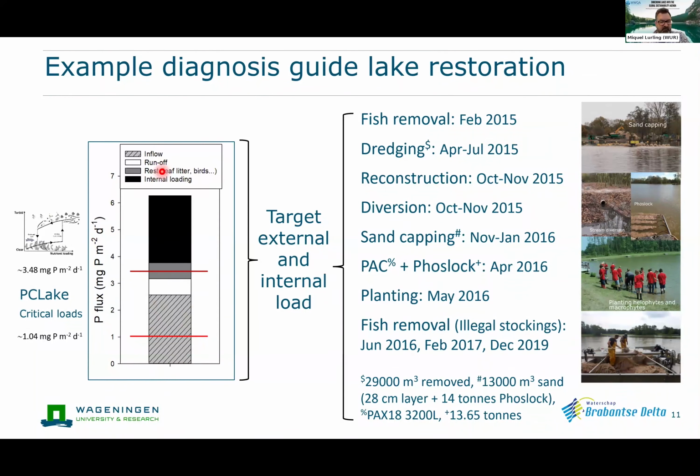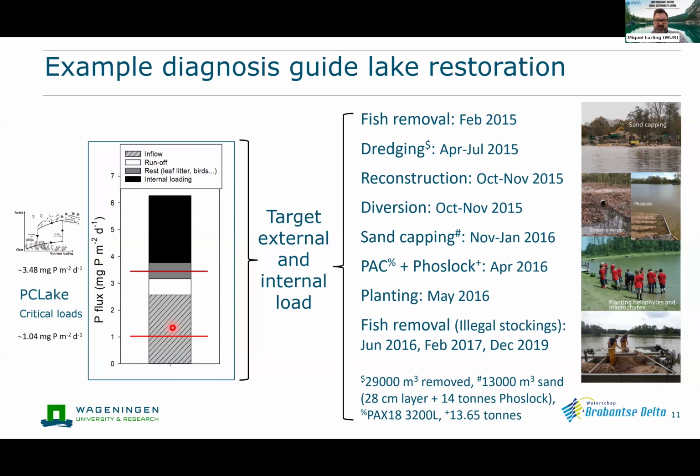The model PC Lake was used to determine what we call critical loads. So the upper red line here indicates the nutrient load at which the lake would switch from a clear state to a turbid state. The bottom one is where it would go back from turbid to clear. Preferably you would want to be as low as possible, and for this lake it was decided to tackle both the external and internal load.